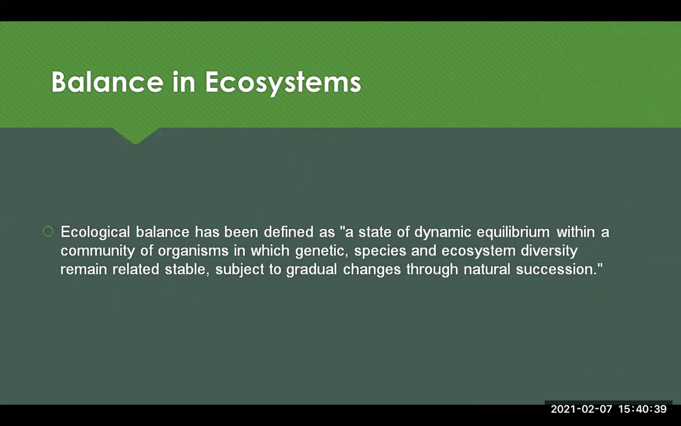Balance in ecosystems. Ecological balance has been defined as a state of dynamic equilibrium within a community of organisms in which genetic, species, and ecosystem diversity remain relatively stable, subject to gradual change through natural successions.